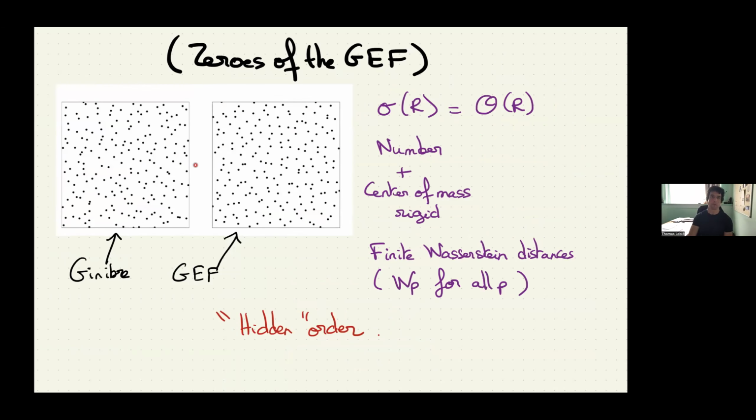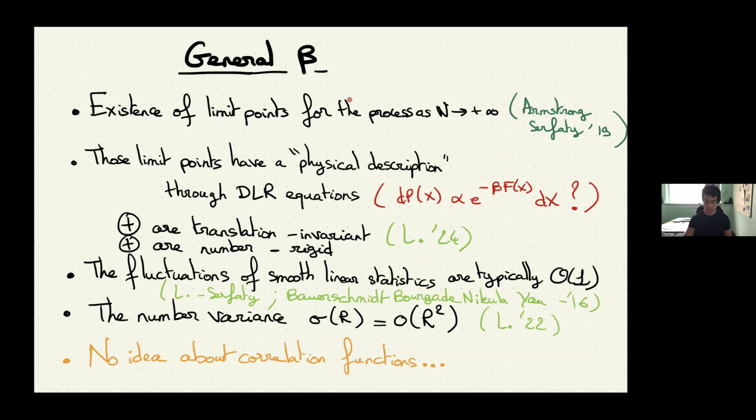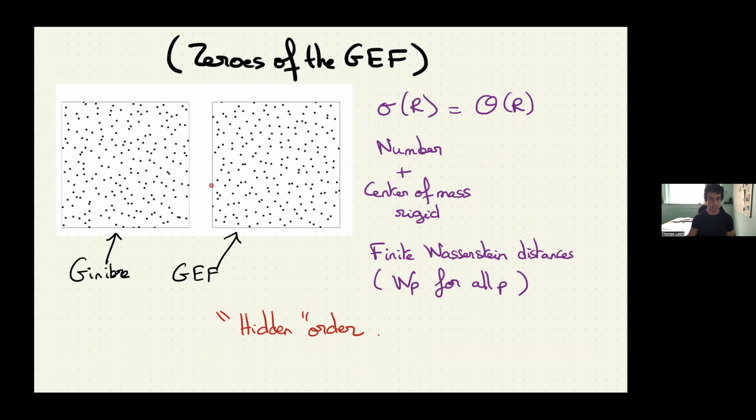What about the zeros of the Gaussian entire function? Sorry. So this is Ginibre and this is the GEF. Okay, you have to really be trained to tell the difference. They are very similar. Well, same questions, basically very much the same answers. The number variance is as good as it gets. This one is not only number rigid, but it's also center of mass rigid, which means if you hide a domain, from looking outside, you can tell how many points are in the domain and what's their barycenter. It also has finite Wasserstein distances.